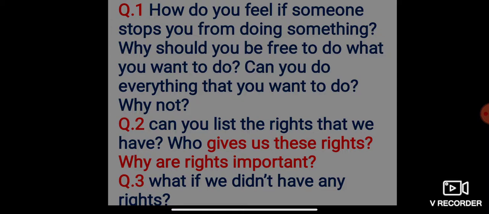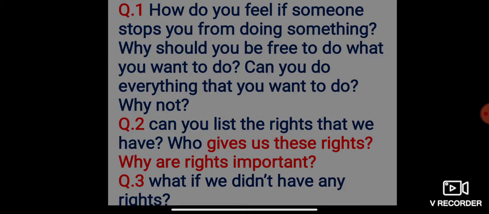Rights not only allow us to do things that are important for us, but also give us those freedoms that we must have. Nobody can take these rights away from us. Whatever is there in the fundamental rights, every individual, every citizen in the country, has the right to do so. And we can complain to the court if anyone is stopping us from enjoying those rights.